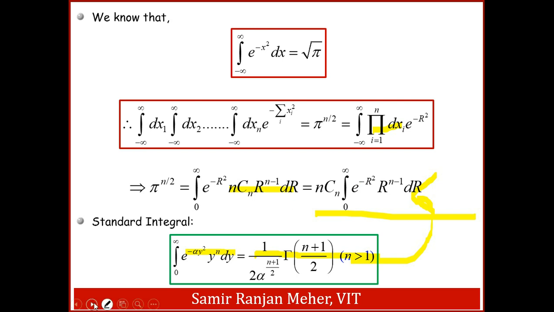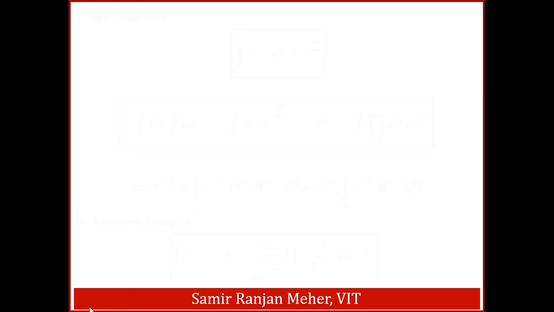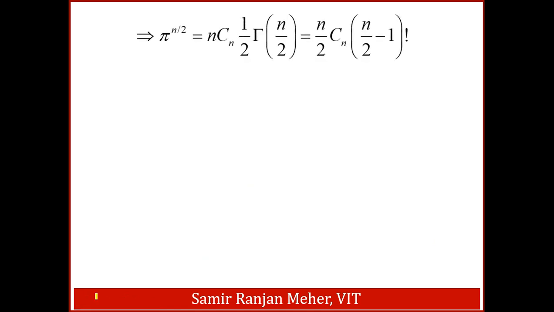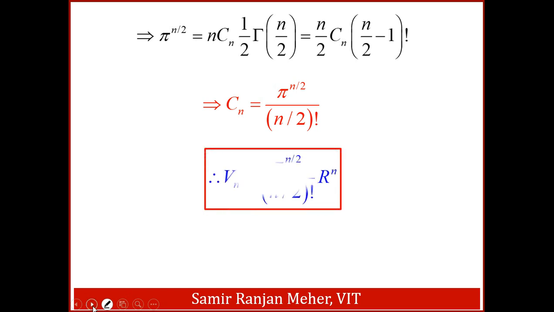So after applying the standard integral, we get pi to the power n by 2 equal to n Cn half gamma of n by 2, and the gamma of n by 2 is simply the factorial of n by 2 minus 1. So the resultant value can be written as Cn equal to pi to the power n by 2 divided by n by 2 factorial. That means the volume of the n dimensional sphere can be written as pi to the power n by 2 divided by n by 2 factorial into r to the power n.